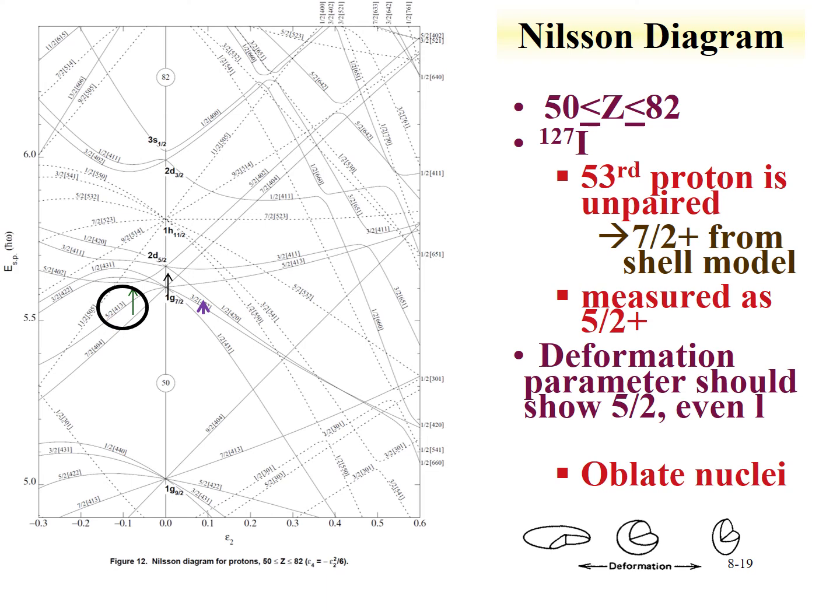We see that the spin and parity of iodine-127 is 5/2 plus. Based upon this Nilsson diagram, we could say that the nuclear shape, if the spherical is here, oblate is a negative deformation parameter, prolate is a positive deformation parameter. The spin of 5/2 for the 53rd proton indicates that this nucleus is deformed with an oblate shape.